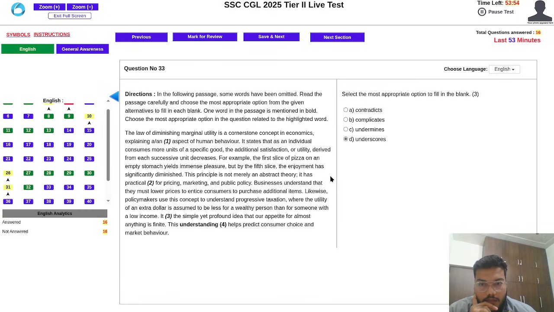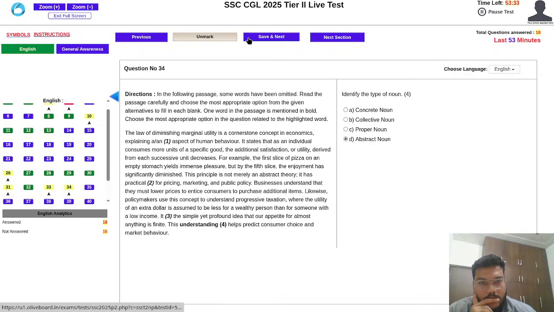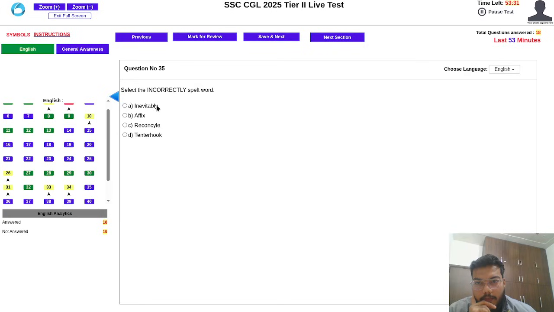Underscores, contradicts, it underscores. If the it for almost anything is finite, this understanding abstract noun है. Inevitably ठीक है. Affix. Reconcile ये गलत है. Augment बढ़ाना, amplify.